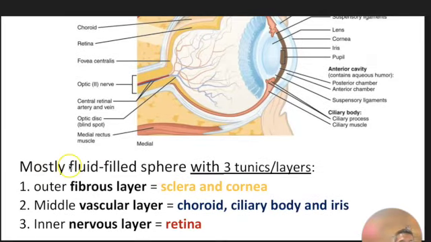So here it is, with three tunic layers. The outer is the sclera and cornea, which is the fibrous layer. The second layer is the vascular layer: the choroid, ciliary body, and iris. And the third layer is the nerve layer, the retina.